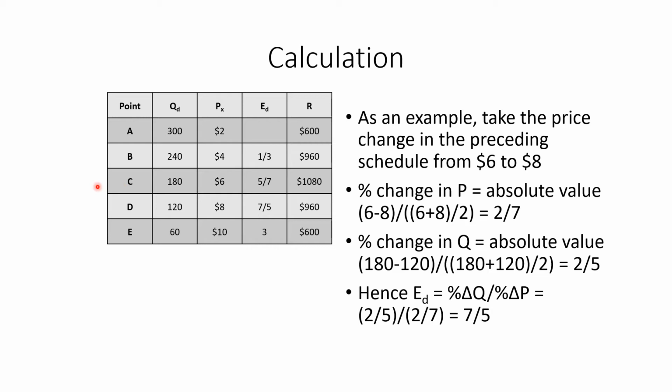For $6, the demand is 180 units. For $8, the demand is 120 units. If we move between 6 and 8, we move between 180 and 120. Well, that's a 60 unit change. We take the midpoint of 180 and 120, and that's 150. And so you end up with 60 over 150. Well, that's 2/5. Hence, the overall elasticity is 2/5 divided by 2/7, which is 7/5.